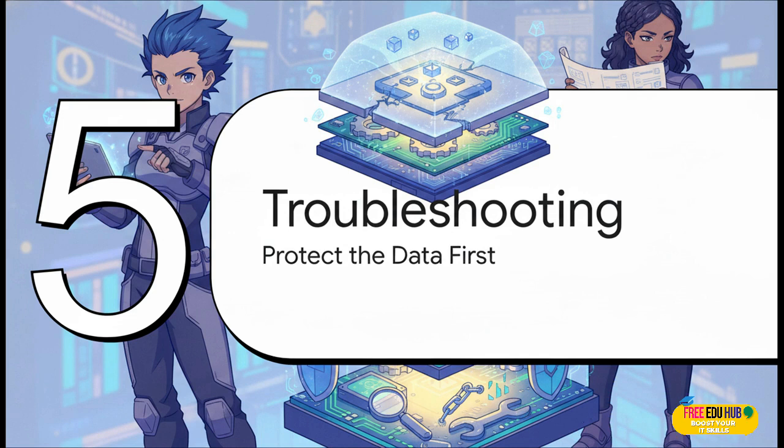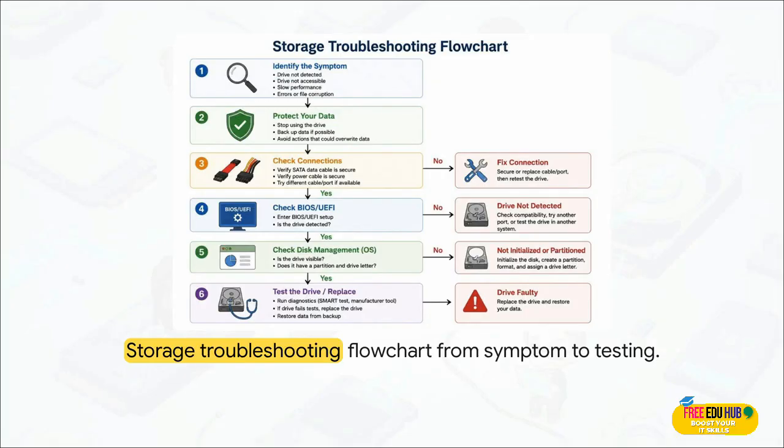All right, final section, troubleshooting and data protection. Let's talk about how to handle things when they inevitably go wrong using a logical, layered troubleshooting approach. When you're troubleshooting storage, you really have to think in layers. First, identify the symptom, but then immediately, before doing anything else, protect the data. Once you know the data is safe, check the physical connections. Are the cables loose? Then move up a layer to the firmware. Does the BIOS even see the drive? Then check the OS in disk management. Only after exhausting all those logical steps do you start running diagnostic tests or replacing hardware.